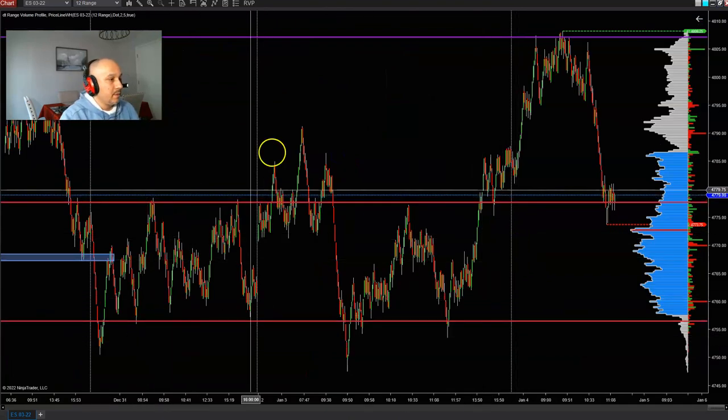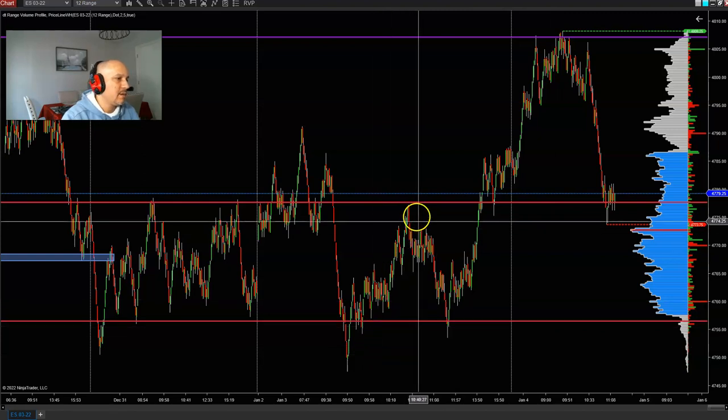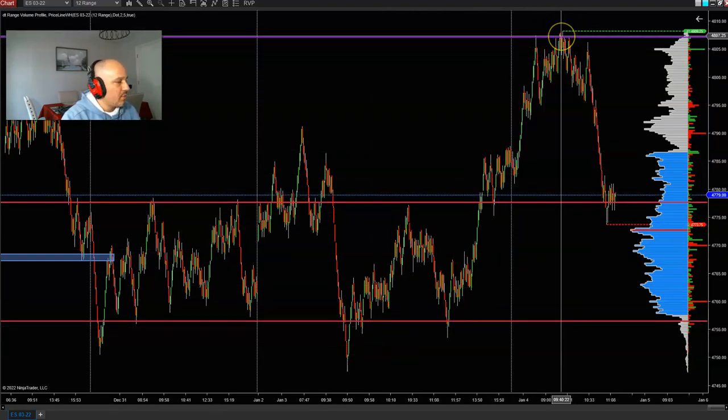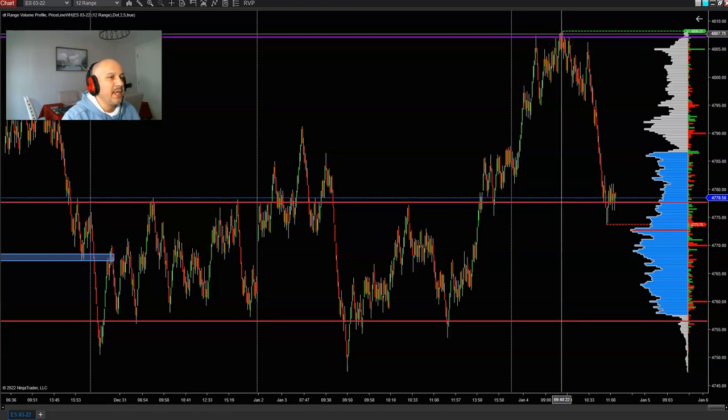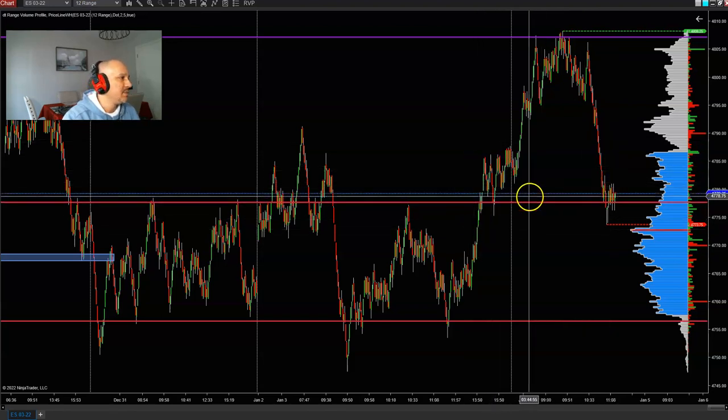So price swings to the downside, then it turns around and starts swinging to the upside. We start making higher highs, higher lows, higher highs, higher lows, swinging to the upside. Price breaks the all-time high at 4,800, and then it retraces back. When it starts to retrace, it's going to retrace back to some level, right?